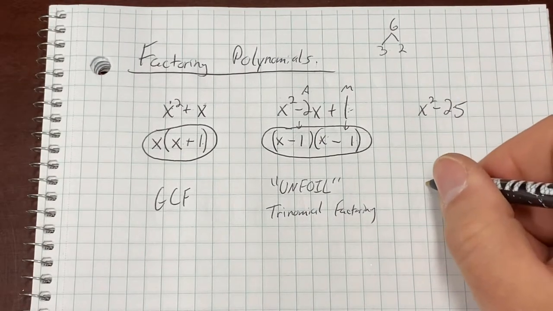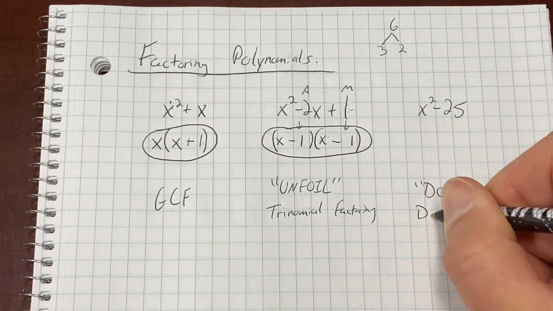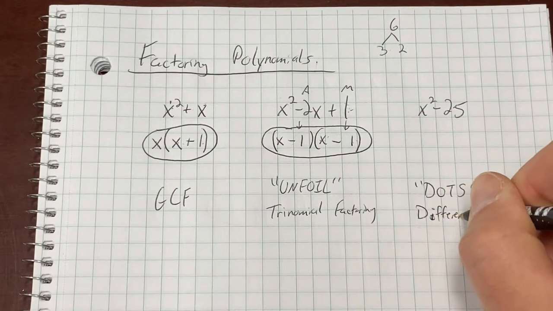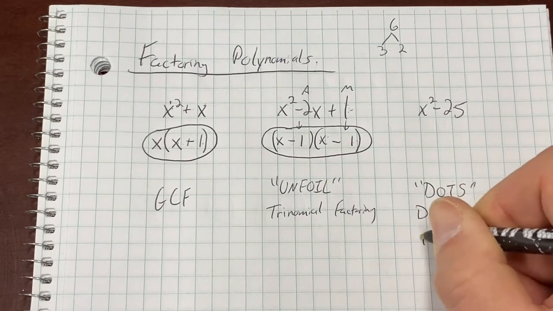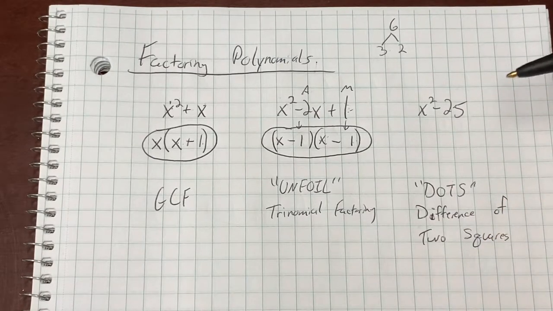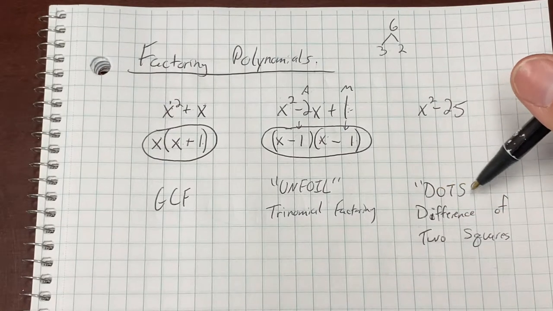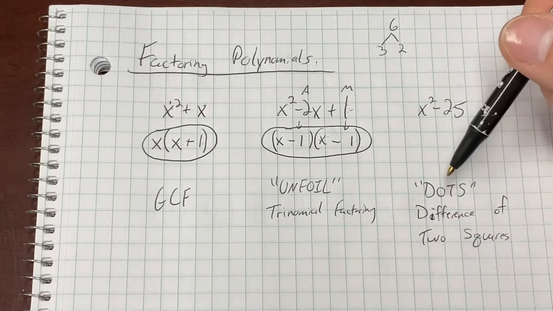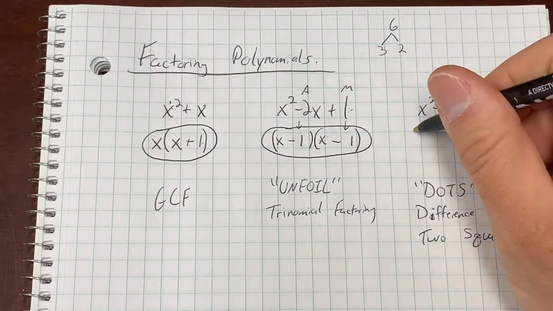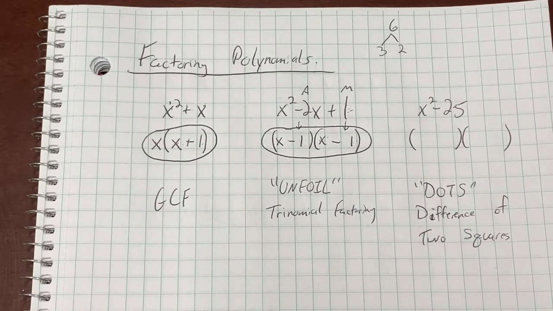This is what's known as dots, or difference. D, that's an I, not an O. D-I-F-F-E-R-E-N-C-E. Difference of two squares. S-Q-U-A-R-E-S. Or I should maybe say difference of two perfect squares, but D-O-T-P-S doesn't spell a nice word, so we just call it dots, all right? Difference of two squares. This factors into two binomials super easy.